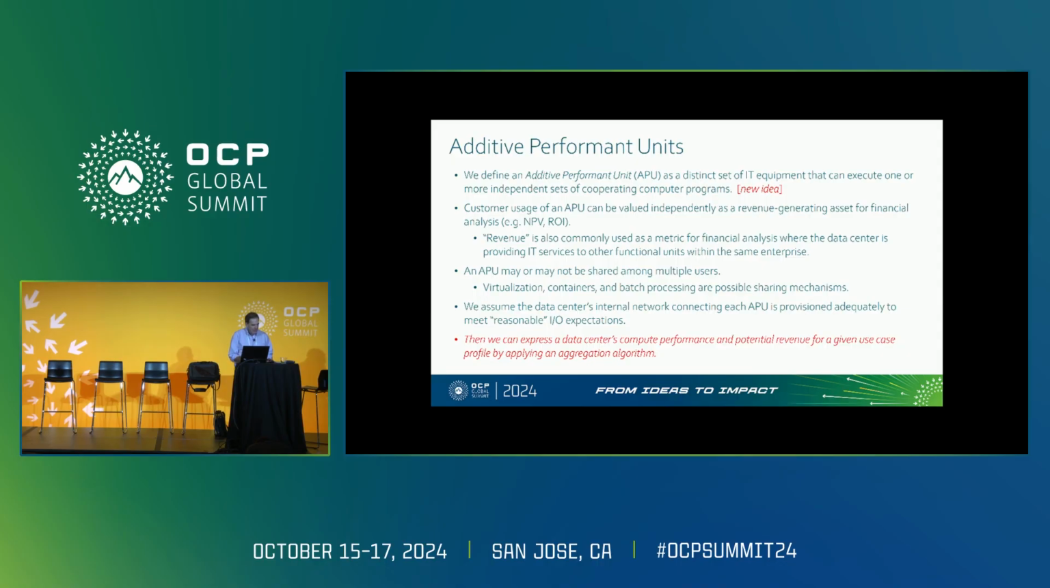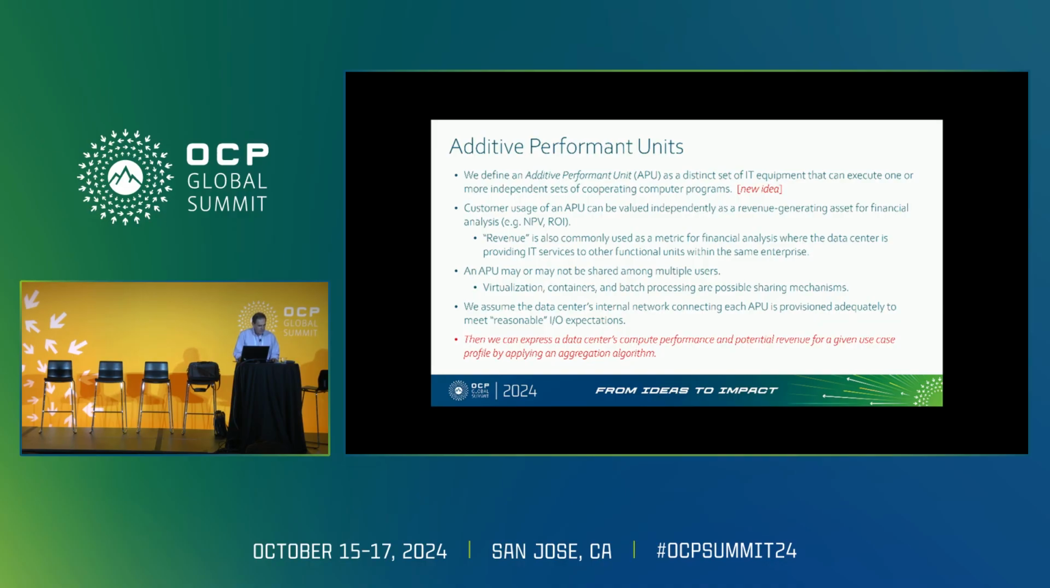We tie this APU concept into the business realm by assuming that customer usage of an APU can be valued independently as a revenue-generating asset for financial analysis, such as net present value, return on investment. Note here that the term revenue is also commonly used as a metric for financial analysis where the data center is providing IT services to other functional units within the same enterprise. In other words, your enterprise data center.